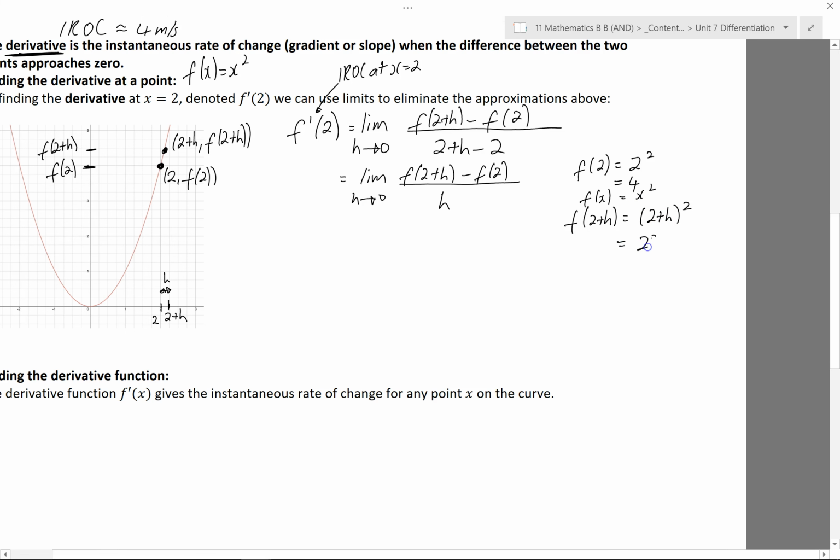Remember, squaring 2 plus h is not 2 squared plus h squared. No. I need two sets of brackets to be able to expand. 4 plus 2h plus 2h plus h squared. So this is really 4 plus 4h plus h squared. So this was just off to the side. Now I'm going to substitute these two back in.